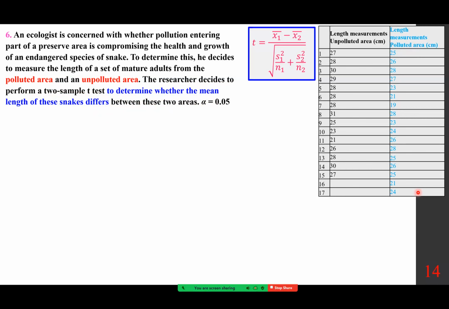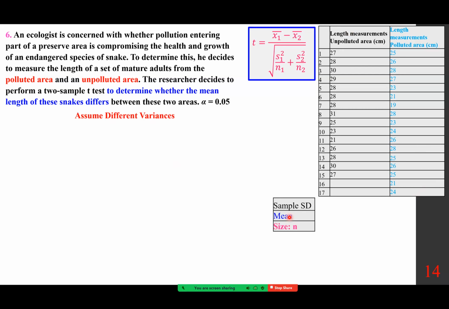We are going to assume different variances. You can never assume equal variances unless it's mentioned. If you recall in the beginning, one of the questions we did both ways: assumption of different variances, assumption of equal variances. If nothing is given, always different variances. That's the assumption.